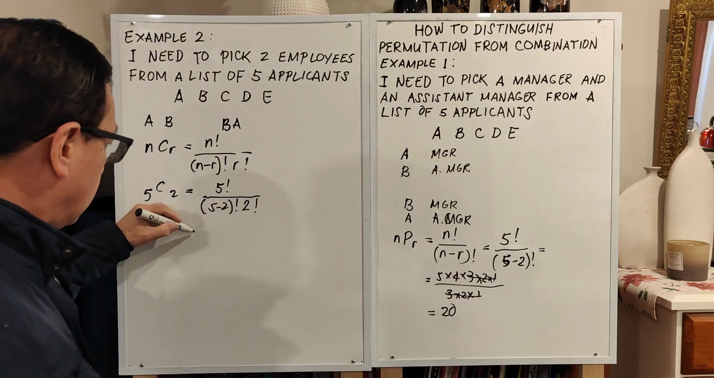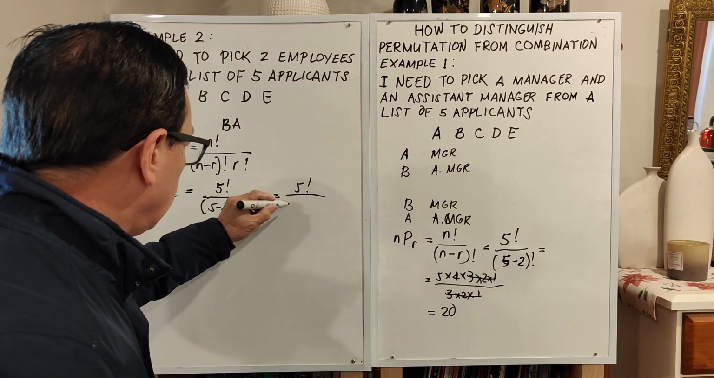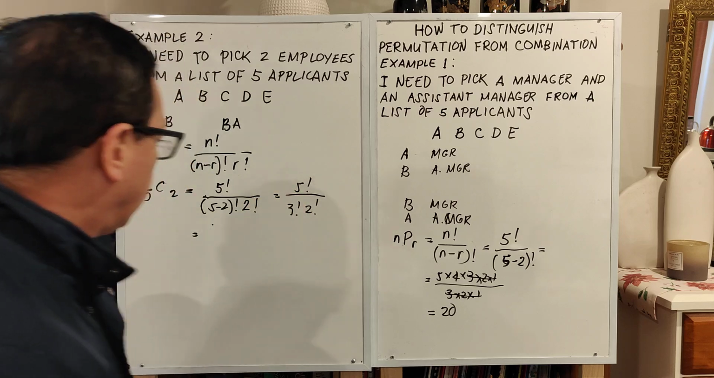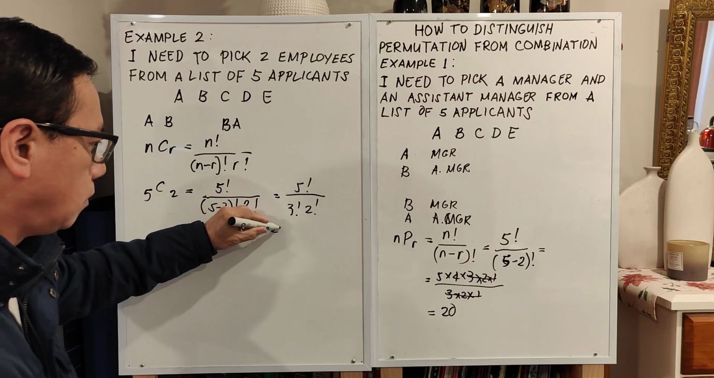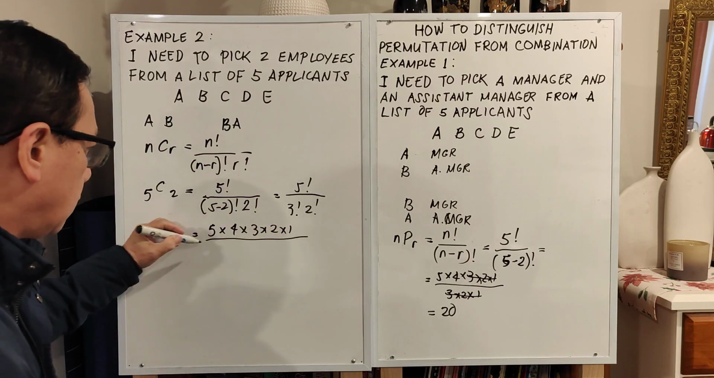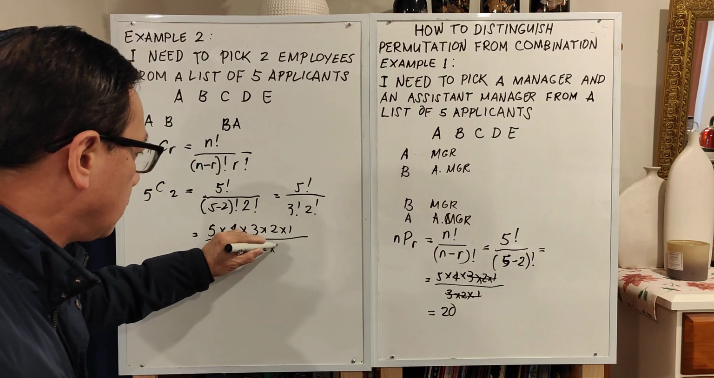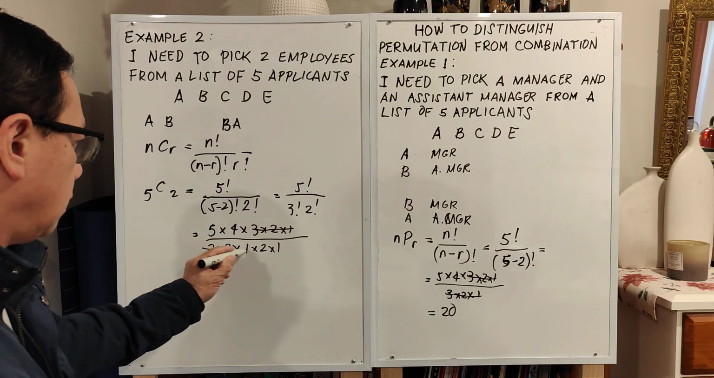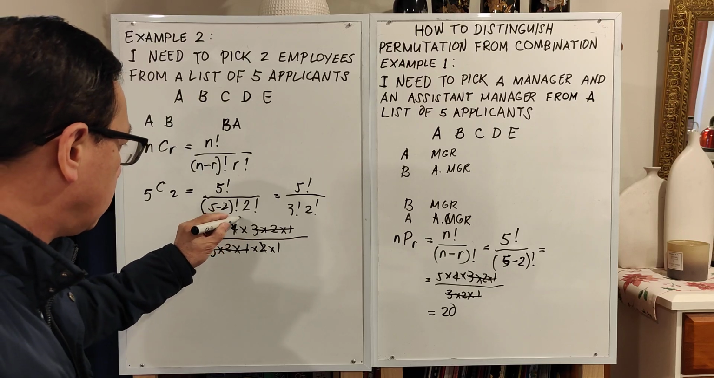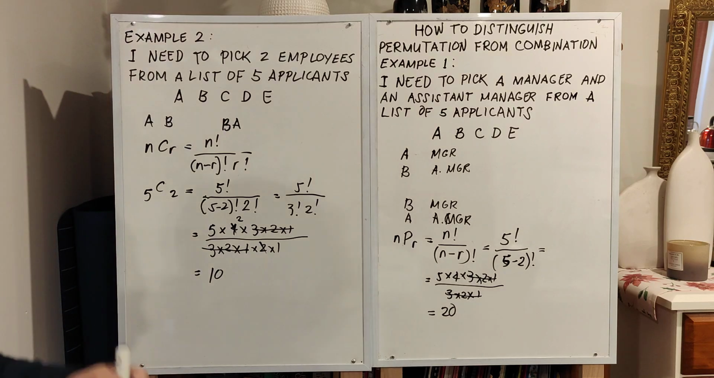So this becomes 5 factorial over 3 factorial times 2 factorial. So this becomes 5 times 4 times 3 times 2 times 1 over 3 times 2 times 1 times 2 times 1. So this one cancels out. This one cancels out with this one. We have 2 times 5, 10 possible combinations. That's it.